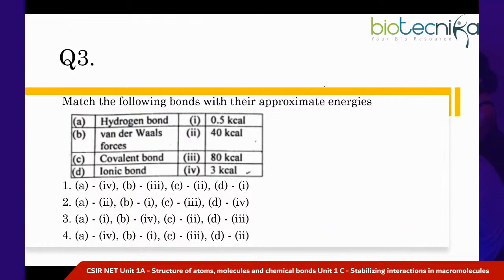And hydrogen bond and van der Waals forces are non-covalent interactions. They are very weak, so their energy is very weak. I've already given you a hint, so at least you can take a guess and try to solve this question. This is a part C question, and this type of energy based questions come a lot. Such kind of questions are quite repetitive.